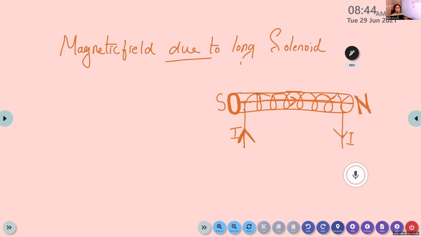Here we want to calculate the magnetic field produced by this long solenoid with the help of the Ampere circuital theorem, or Ampere circuital law.